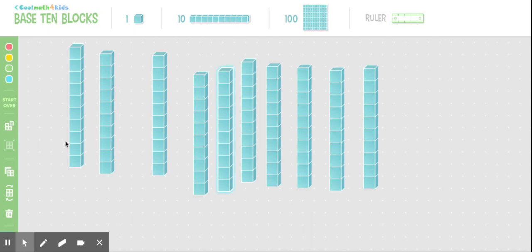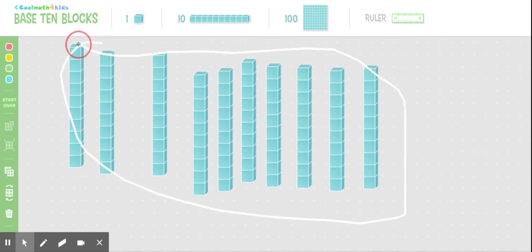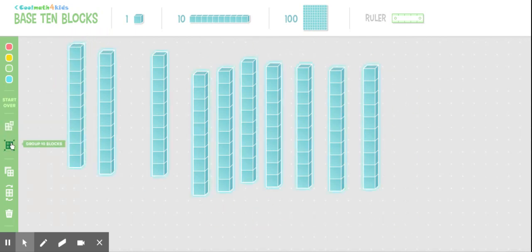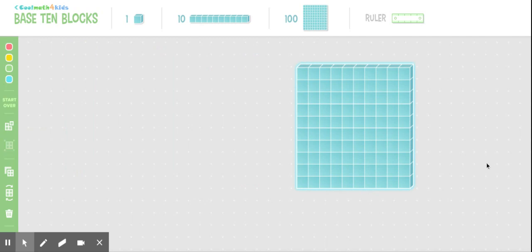So I've pulled out 1, 2, 3, 4, 5, 6, 7, 8, 9 tenths. So another way to write 10 tenths, if I circle these blocks and I group them, they now make a whole. So 10 tenths is actually also written as one whole.